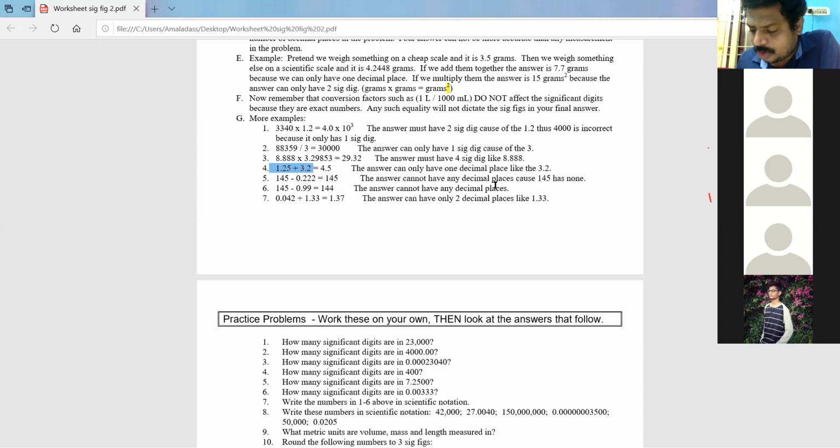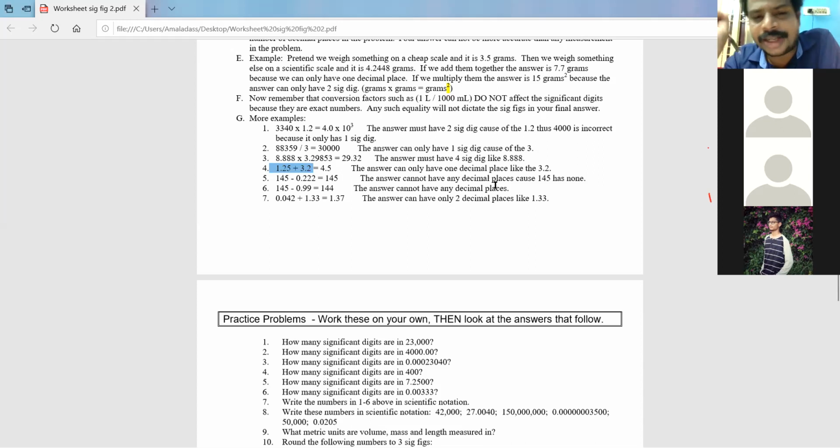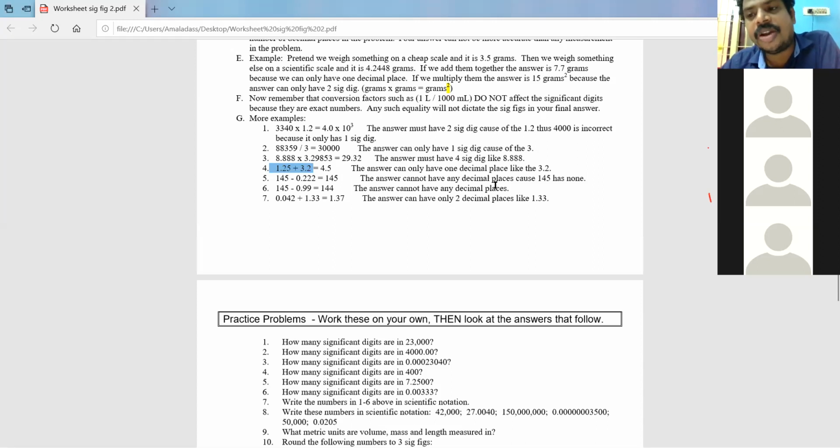Next, tell me 145 minus 0.22, subtraction. First tell me the normal answer. Who is Tarun Teja? Tell me the answer, the normal answer first. Please, you are just looking at the screen and telling the answer. I am asking first for the normal answer, not the scientific notation. First tell me this: 145 minus 0.22. How much is the normal answer?